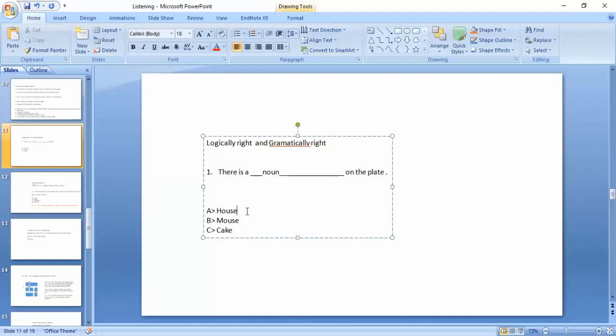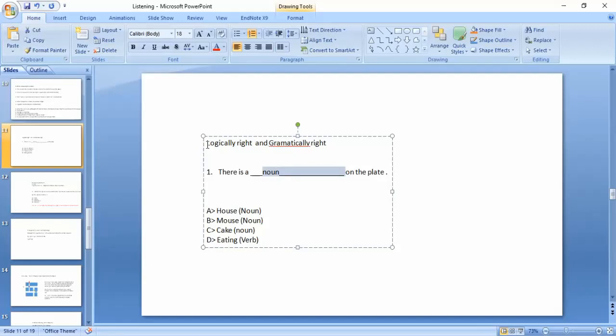And when you take a closer look, you can see here, house is also a noun, mouse is also a noun, and cake is also a noun, okay? And you might have another option like eating, and eating is a verb. So we know that we need a noun here and not a verb, okay? Therefore, we have to go with either house, mouse, or cake.